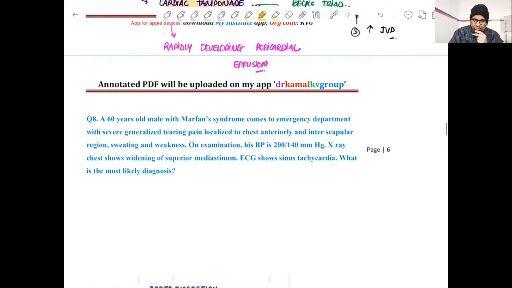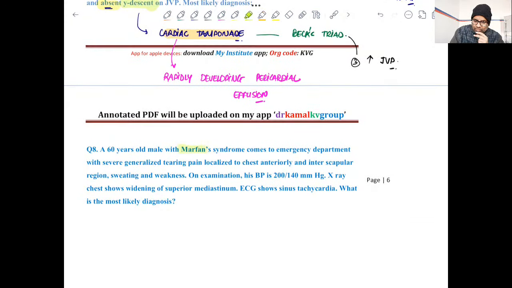Okay, then moving forward, a case of Marfan syndrome. He comes to the department with severe tearing pain, which is in the chest anteriorly, and then radiating backward to the interscapular area with sweating and weakness. On examination, the blood pressure was 200/140 millimeter of mercury, and X-ray chest shows widening of superior mediastinum. There is sinus tachycardia on ECG.